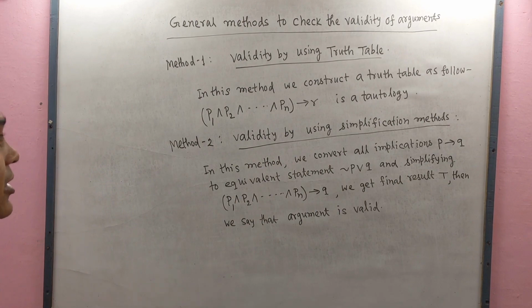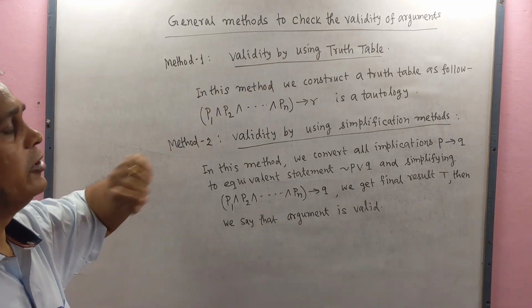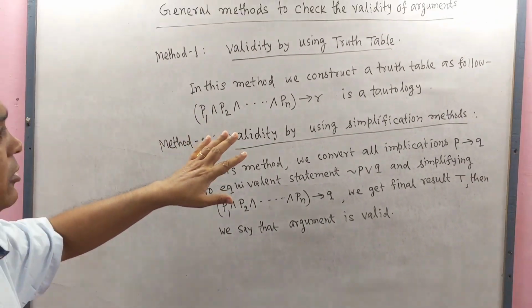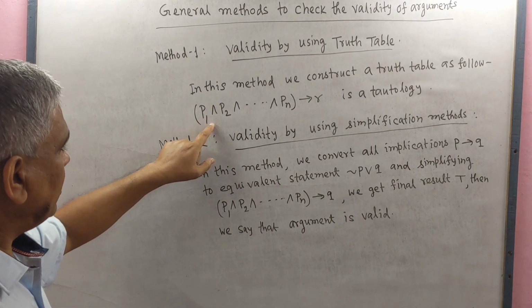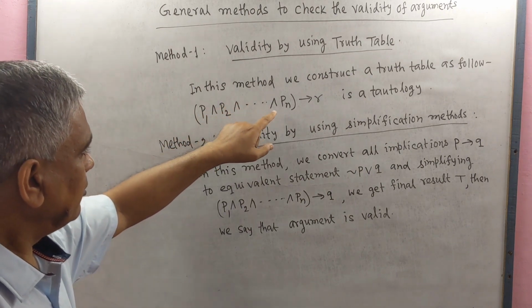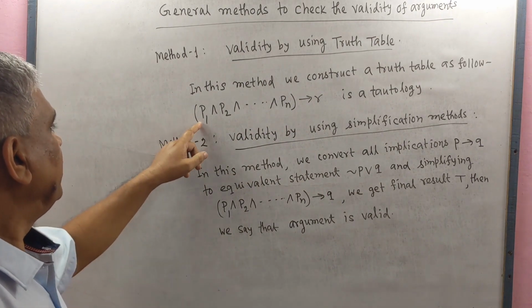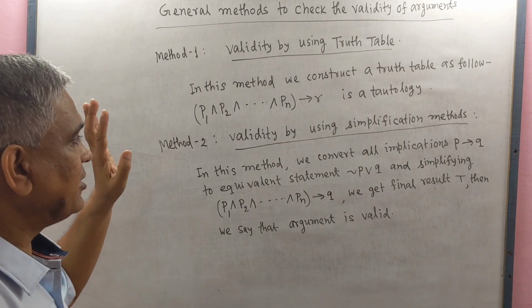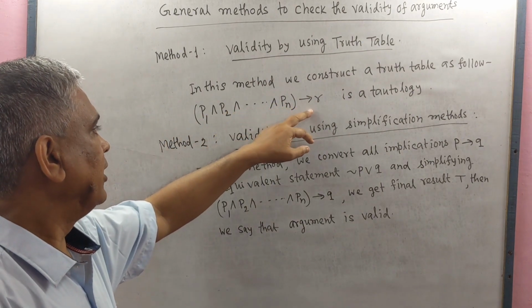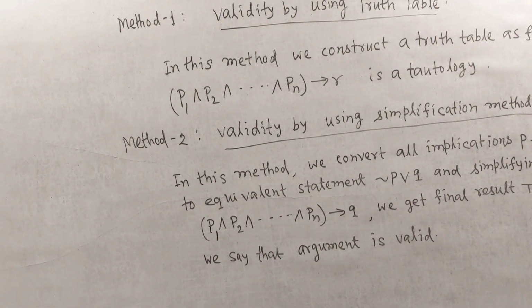General methods to check the validity of arguments. We have three methods. Method 1, validity by using truth table. In this method, we construct a truth table as follows: P1 conjunction P2 conjunction Pn implication R, where P1, P2, Pn are the given premises, and R is the conclusion. If this is a tautology, then our argument is a valid argument.